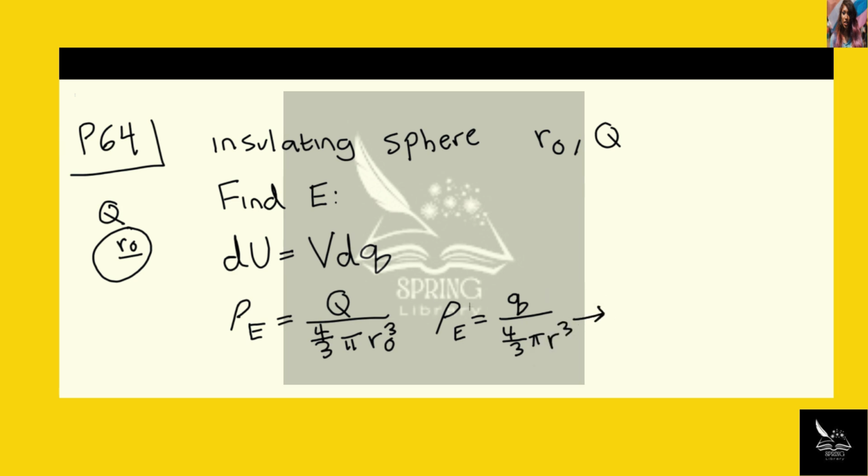Since the charge density is uniform throughout, we can set these equal to each other. So big Q over 4/3 pi r naught cubed is equal to little q over 4/3 pi r cubed. And we can find the total charge within a subsphere with respect to the total charge in the larger sphere, our current radius, and the radius of the entire sphere. So we're going to be using this relation throughout.